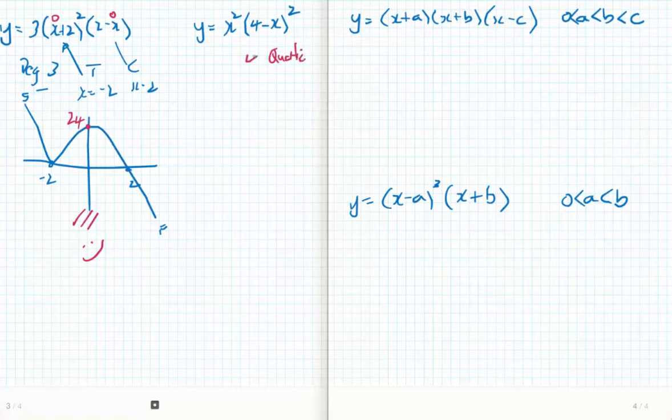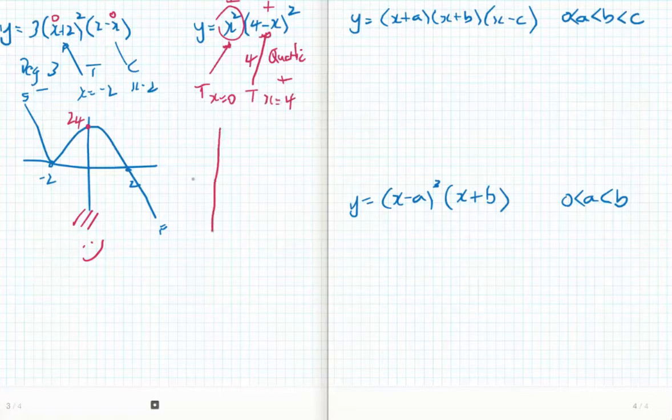which is degree 4. This is positive, this is negative, but when it gets squared, it's also positive. So I've got positive times positive, therefore it's a positive quartic. I know that it will touch at x equals 0, and it will touch at x equals 4.